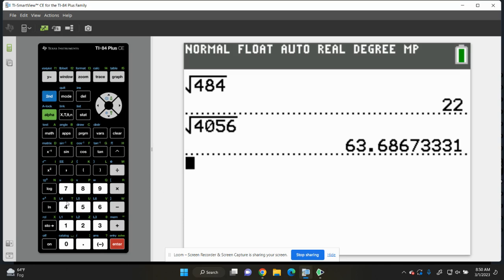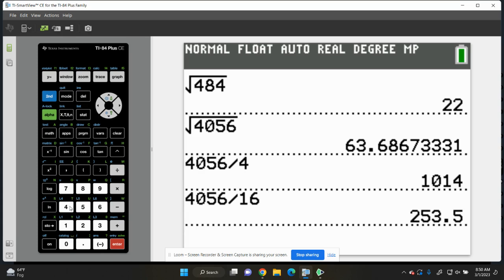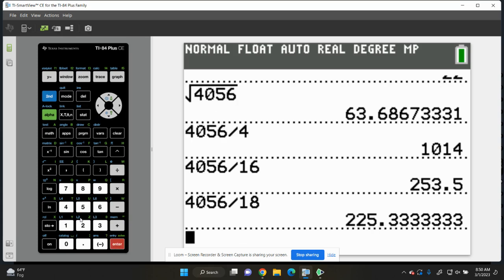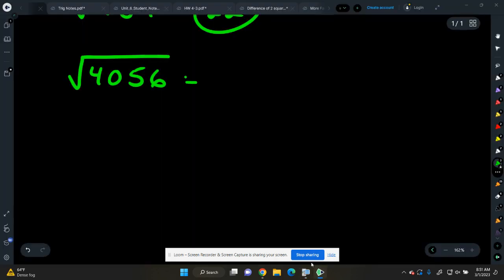So I'm going to try 4 first. And it is divisible by 4, but let's see if we can go bigger because that's a pretty big number. So let me try 16. 16 does not work. So let's try 24, 26. Okay, 13 times 312. Let's write that. Let's see what that does.